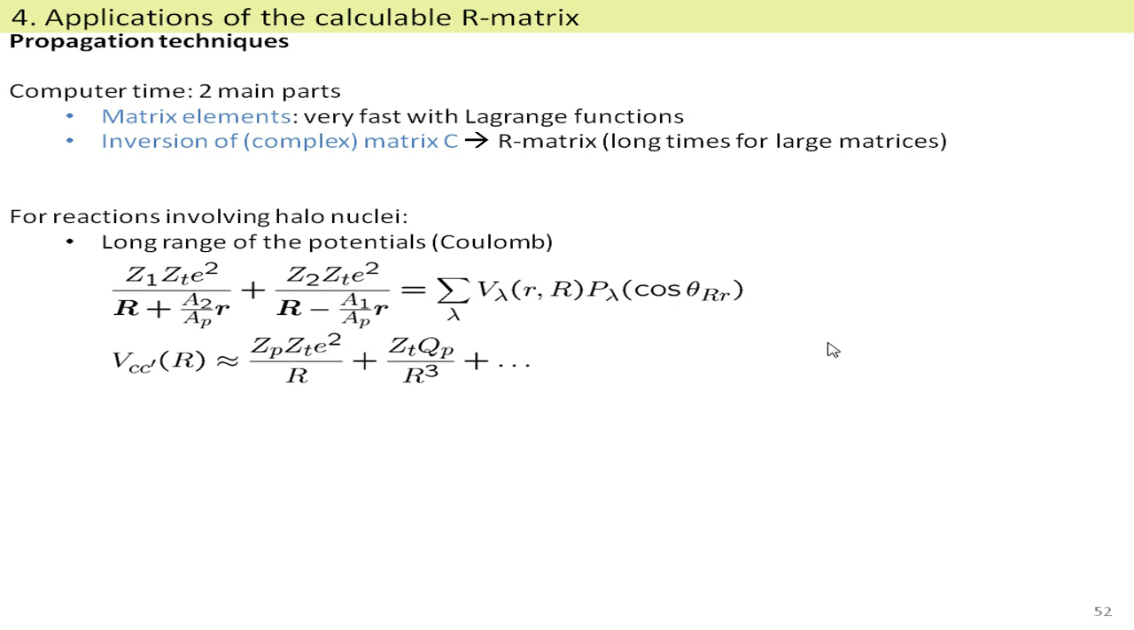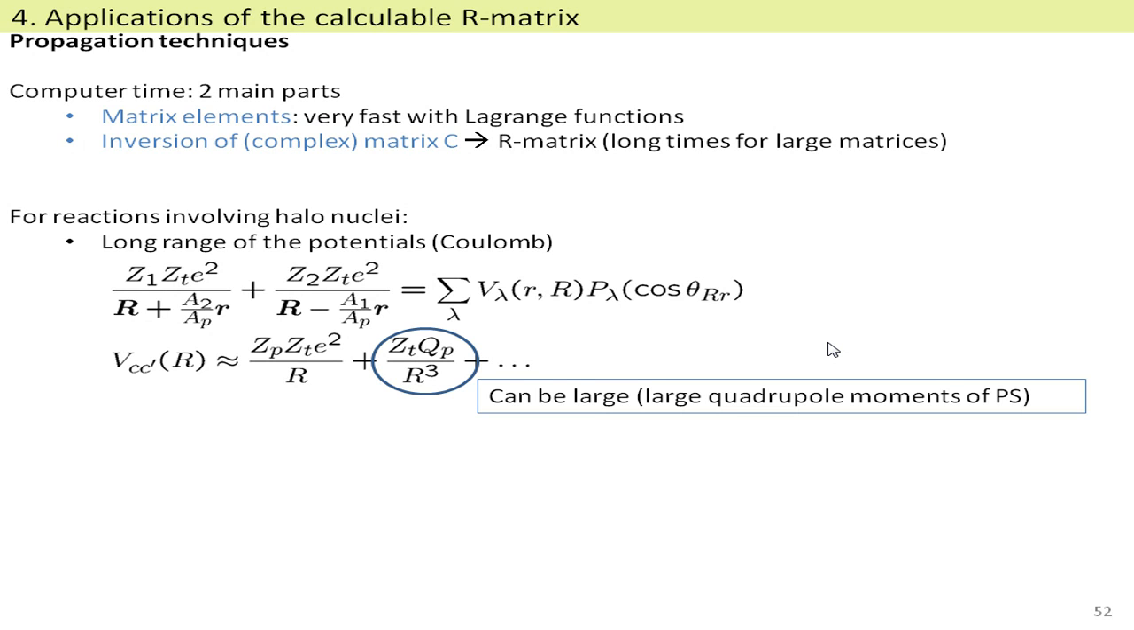And if you expand this in multipoles, you have the first term, which is the monopole term, which is, as usual, the usual Coulomb contribution. And then, at least when c equals c prime, you have one term which is 1 over R cubed. And Q_P here is the quadrupole moment of the pseudostates. And when you have very extended pseudostates, as happens in this calculation, then this quadrupole moment can be very large. And then you have to go to very long distances to make sure that this term is negligible.